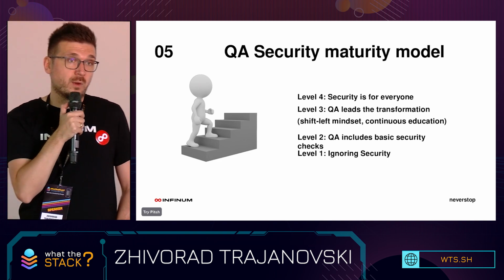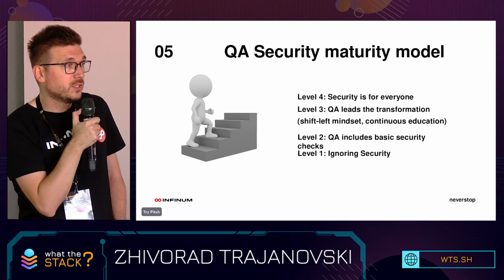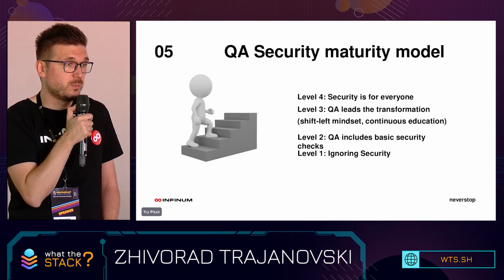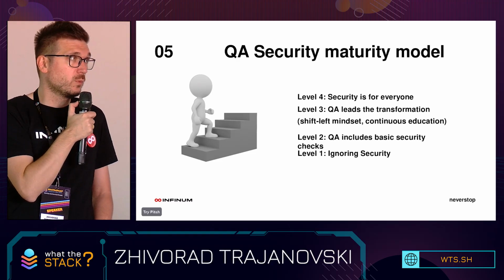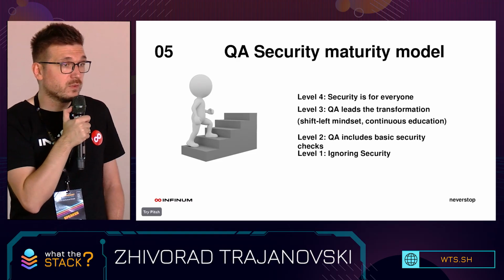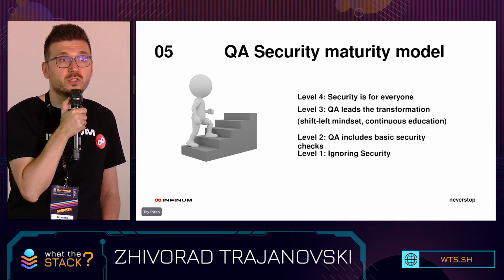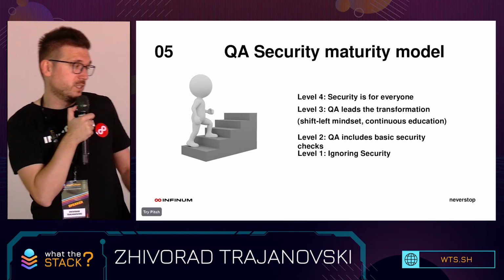Finally, the last level here from the QA security maturity model is that security is for everyone. Not just the SecOps team, not just the QA team, but everyone, from the people at the front desk to the C-level executives. Everyone should pay attention to security, especially when something major comes up. In order to be resolved, this must be followed by everyone in the line.